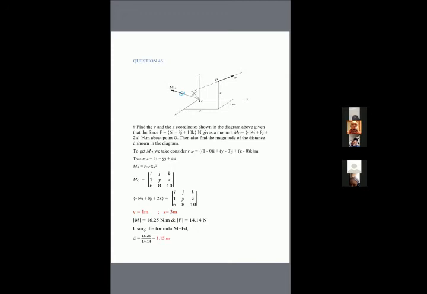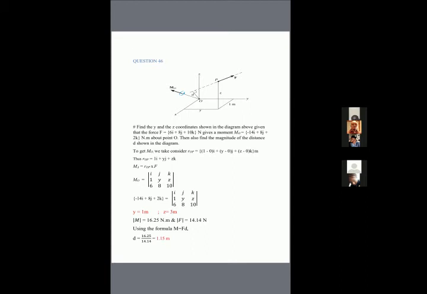And then the question asked us to further get the distance d. So remember, moment is simply force times distance, in the scalar language. Moment is simply the distance times the force. So in this case, if you're looking at that formula, moment is equal to Fd, where the moment there is the magnitude, and the F there is the magnitude of the force.